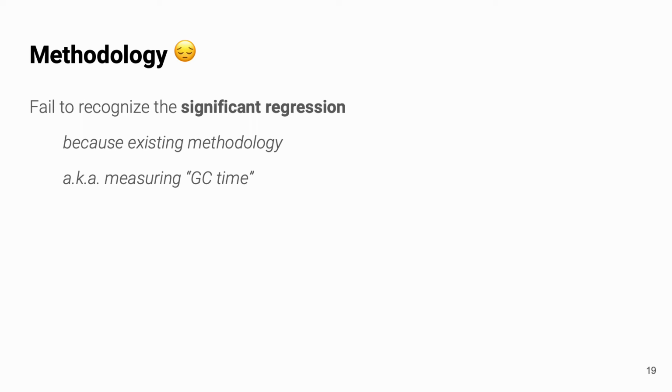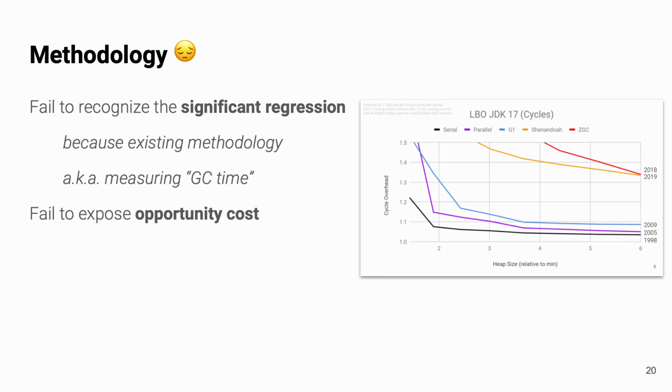This prevents us from recognizing the significant regression in GC costs, as we have seen earlier. First, a collector that uses a lot of threads might collect faster in time, but burns many CPU cycles. This not only increases energy consumption, but also leads to opportunity cost, because you could have saved some cycles and run other applications on the same machine.